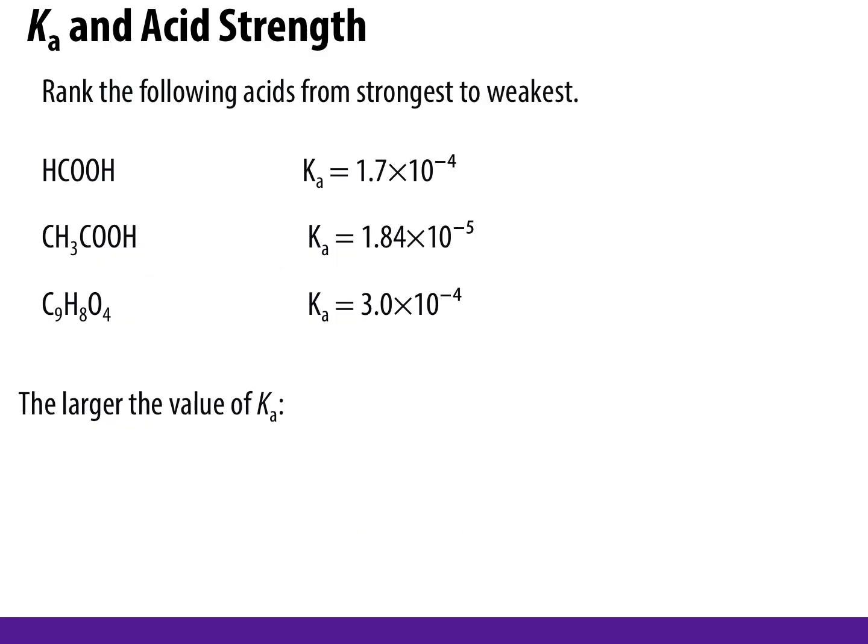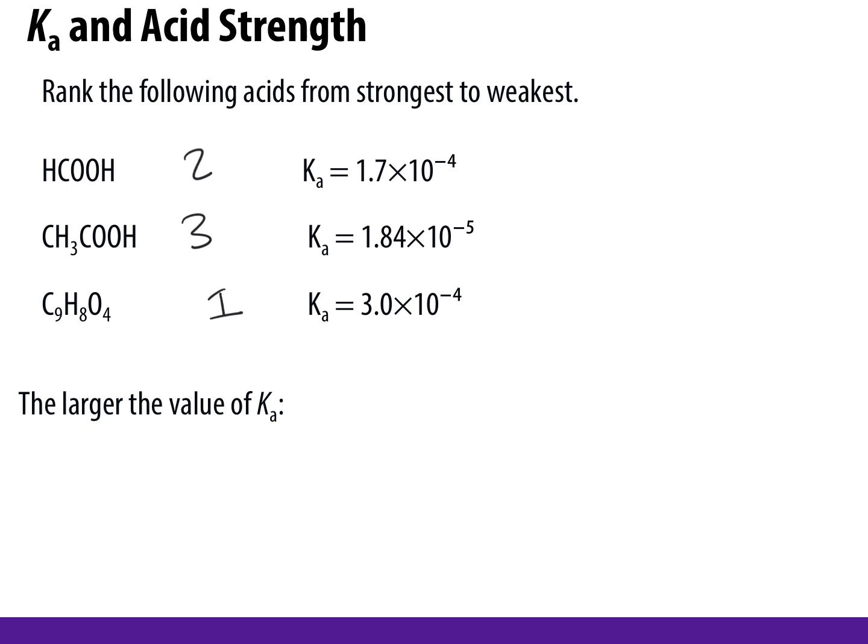Okay, our next little exercise here, rank the following acids from strongest to weakest. So again, the key information, the larger the Ka, the stronger the acid. So if I look at this here, the biggest Ka is down here at the bottom. So this has a ranking of 1. 3.0 times 10 to the minus 4 is the biggest, right? 10 to the minus 5 is a smaller number because it's a more negative exponent. Then second is HCOOH, that's the second strongest, and CH3COOH is the third strongest, or the weakest of these three acids.